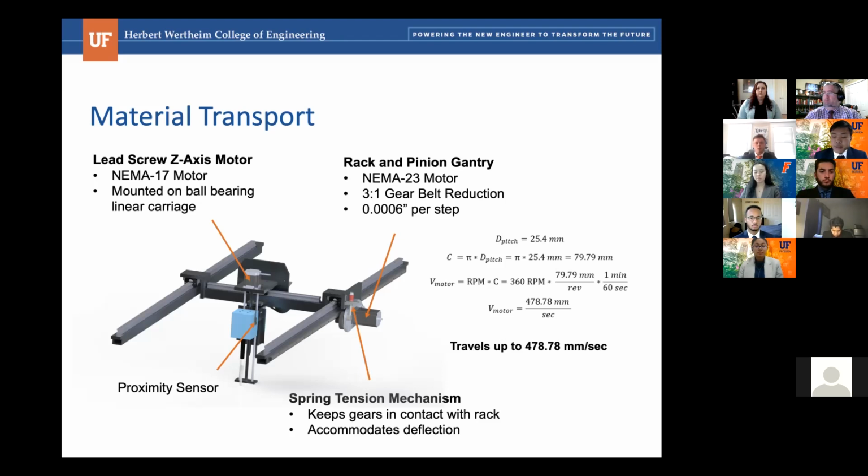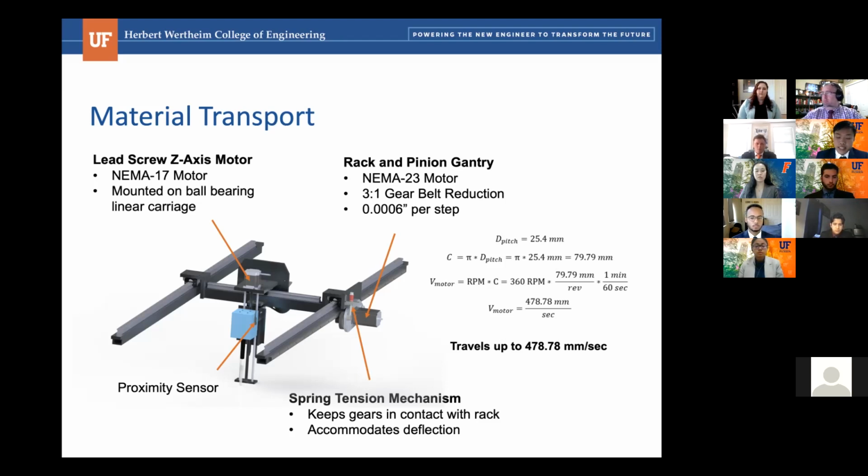A spring tension mechanism is featured in the rack and pinion system, and essentially the tension in the spring will keep the gears in contact with the rack at all times by pulling up on the gear. In addition, compression of the spring will accommodate the flexion of the pinion as it travels across the rack. So overall, using a gear with 22 teeth and a pitch diameter of 25.4 millimeters, we found that our system was able to travel at about 478.78 millimeters per second.